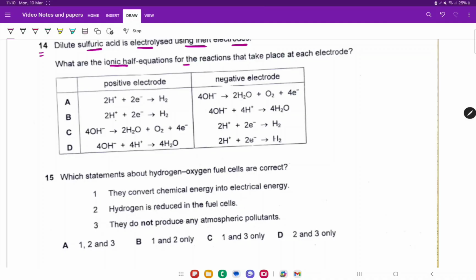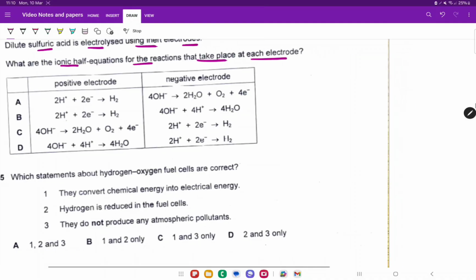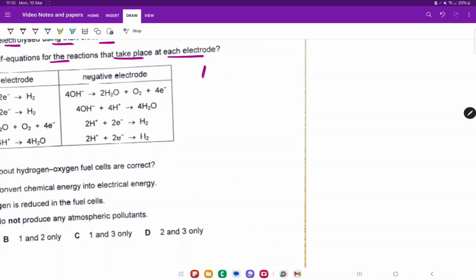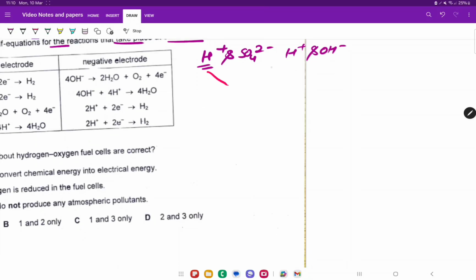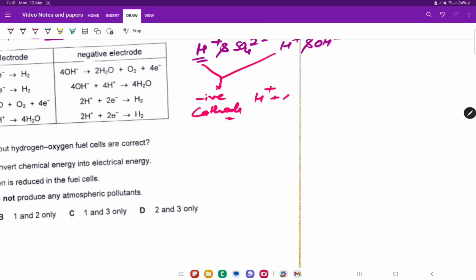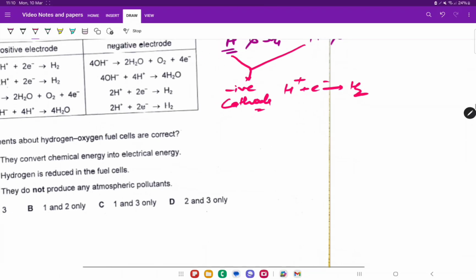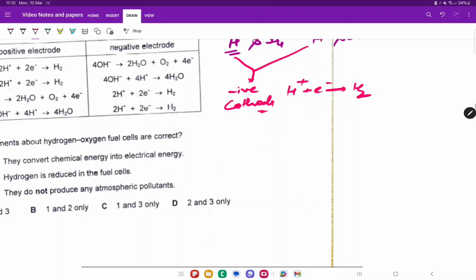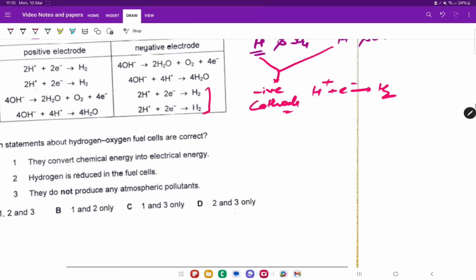Question 14 says dilute sulfuric acid is electrolyzed using inert electrodes. What are the ionic half equations for the reaction that takes place at each electrode? Now, since it is dilute sulfuric acid, it will contain H plus and SO4 2 minus ions from the sulfuric acid and H plus and OH minus ions from the water. The positively charged H plus ions will go to the negative electrode, which is the cathode, and they will undergo reduction, that is, they will accept electrons and convert into hydrogen gas. So that should be the equation at the negative electrode, which could be these two.